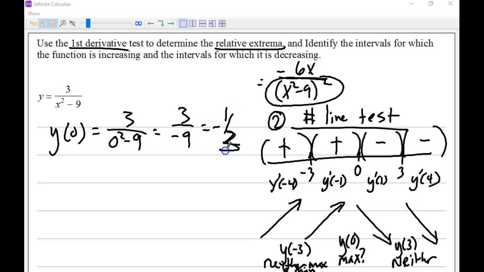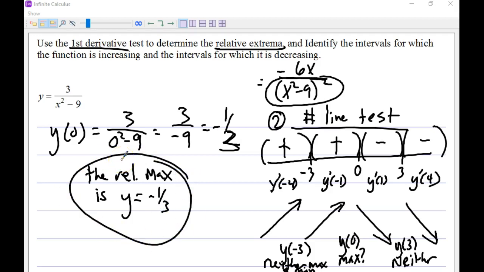Okay, 3. So there it is. This is the relative max, y equals -1/3. So you plug it in the main equation? Yeah. Because remember, when you're talking about what an extrema is, that's an actual y value. So for the number line test, you plug it into the derivative to find out what's going on with your slopes. Then you plug it into your original to find out the y value.